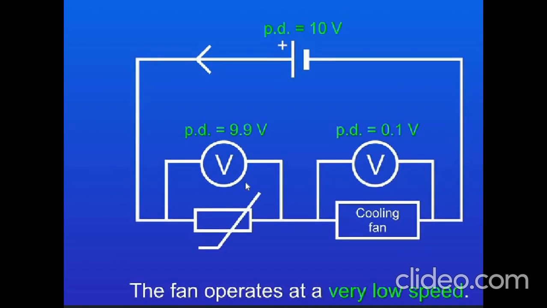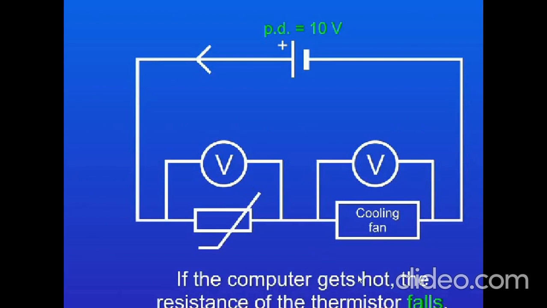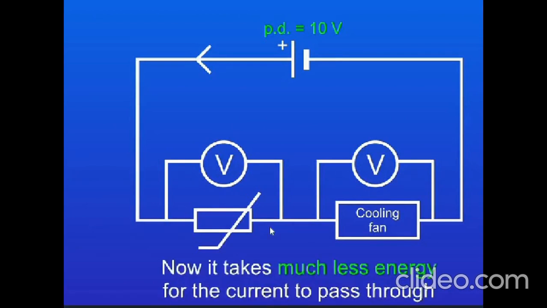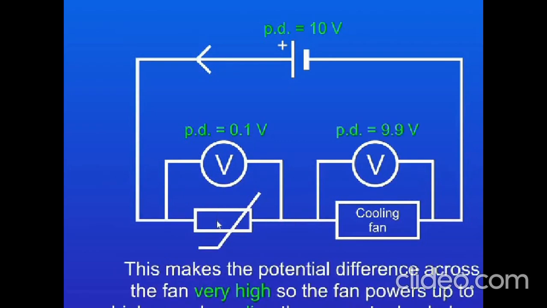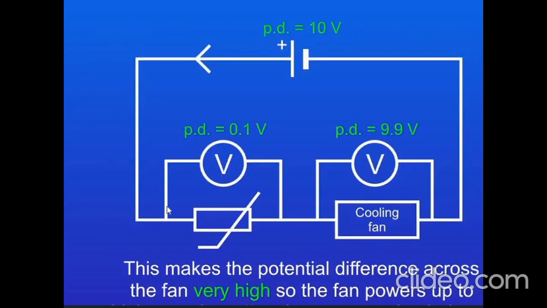Whereas when the situation reverses, when you keep working on the computer and it gets hot, the resistance of the thermistor will decrease. So it will act like a short circuit and allow most of the current to pass through it. Now what will happen? A lesser potential difference will be across the thermistor and most of the energy will be received by the cooling fan. Now the cooling fan will start working at a very high speed. So this is how thermistors can be used in a computer cooling fan circuit.